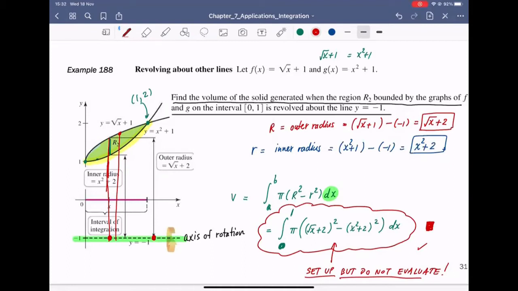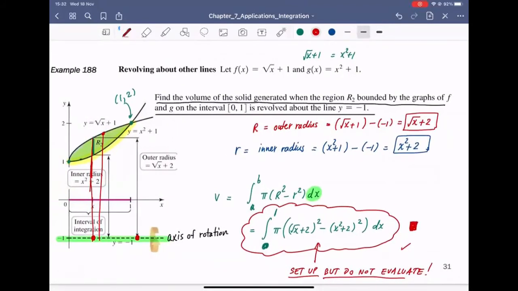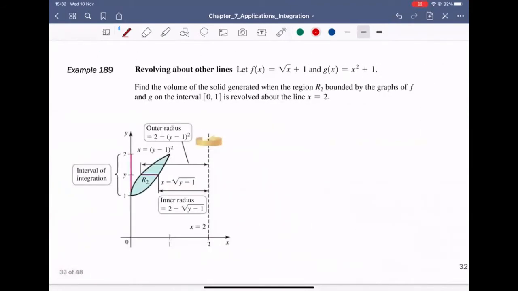We're going to do one more example and then we're going to answer the questions. All right, the same example, but this time I'm going to rotate about a vertical line. So let's say I have the same example as before, with f(x) and g(x) here. And now I'm going to rotate using x equal to 2 as my axis of rotation. So this is what happened.